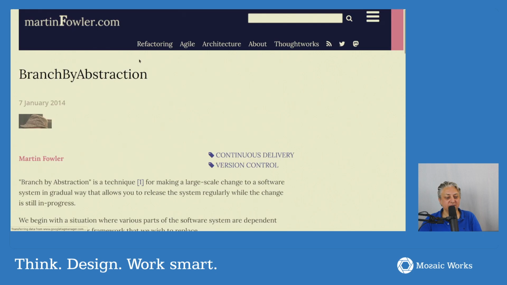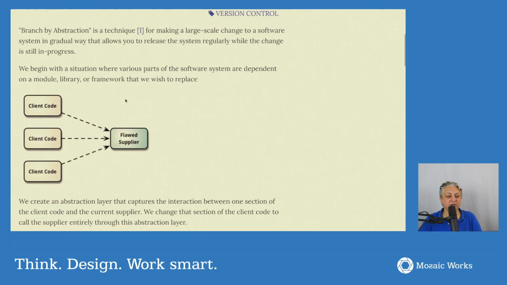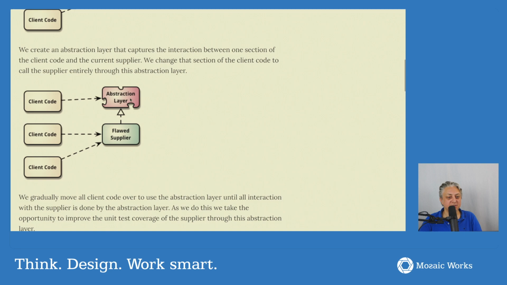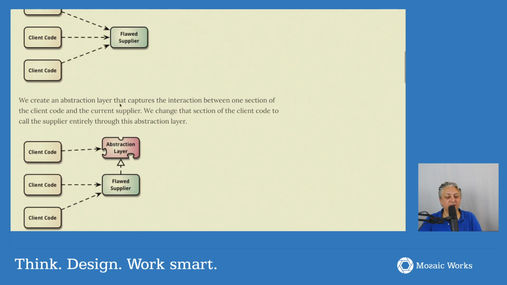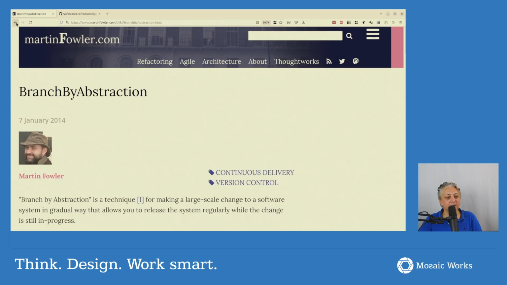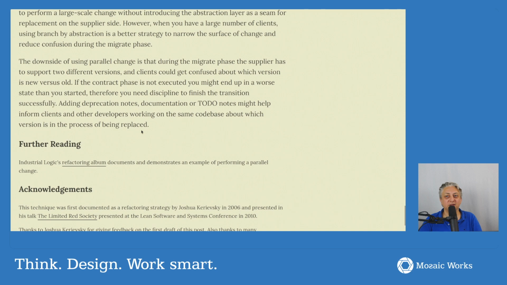Quite interesting. It's a technique for making a large-scale change to a software system in a gradual way that allows you to release the system regularly while the change is still in progress. It's basically when you abstract away part of the implementation and then you branch, you implement it in a different way, and then you switch to the new implementation.